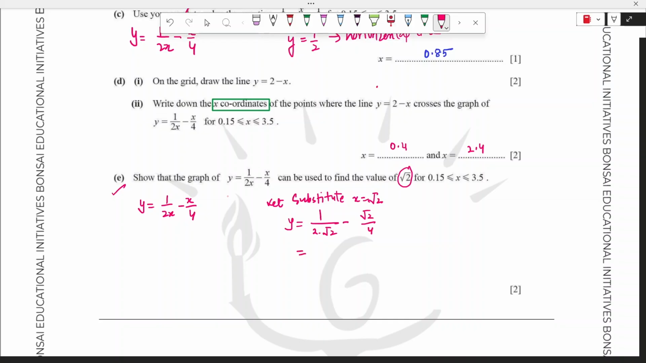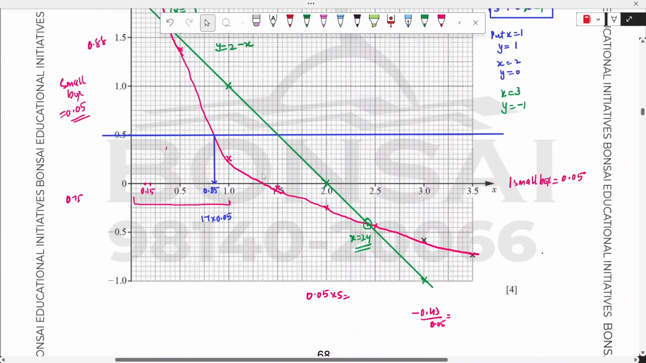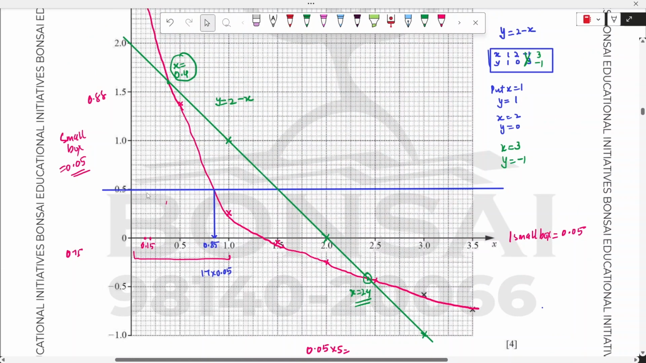So here we need to do rationalization because we have a root in the denominator. So root 2 by root 2 minus root 2 by 4. So over root 2, in the denominator we have root 2 into root 2, 2 times 2 minus root 2 by 4. This comes out to be 0. It means when x is equal to root 2, y is becoming 0.